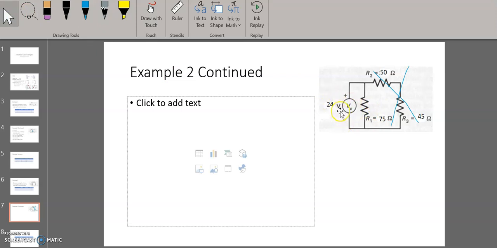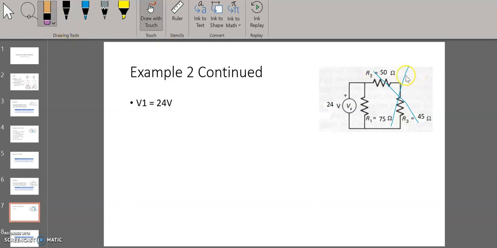I've got the supply voltage of 24 volts, and I've got the voltage drain for the resistor, which is 75 ohms. So that means that my V1 has to equal that supply, so that's going to be 24 volts. Okay, it has to be equal because there's only one resistor in that loop.